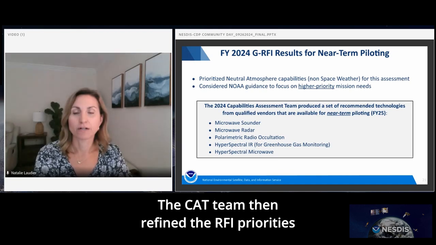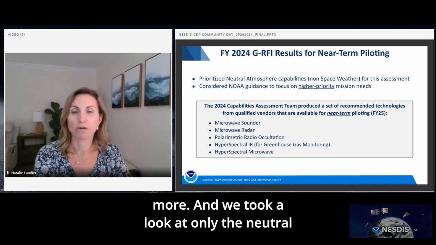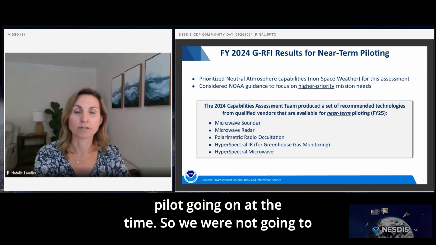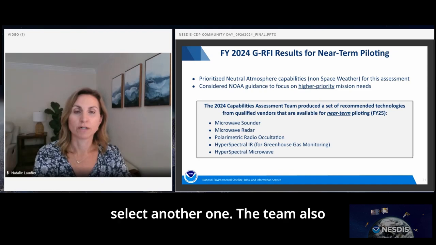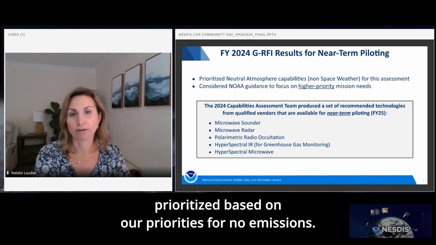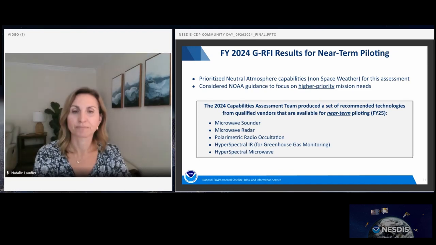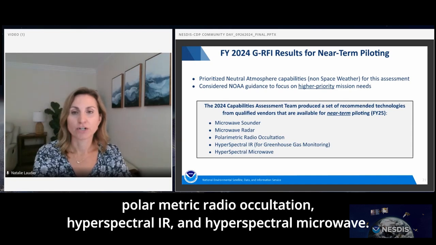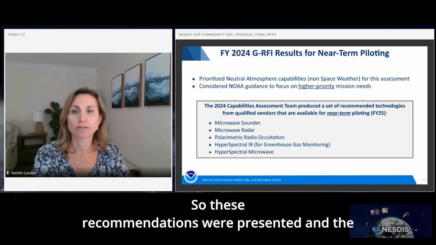The CAT team then refined the RFI priorities more, and we took a look at only the neutral atmosphere capabilities. We had a space weather pilot going on at the time, so we were not going to select another one. The team also prioritized based on our priorities for no emissions. So the recommendations out of our CAT team were microwave sounder, microwave radar, polarimetric radio occultation, hyperspectral IR, and hyperspectral microwave.